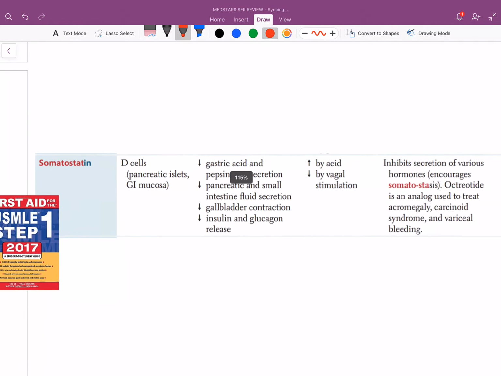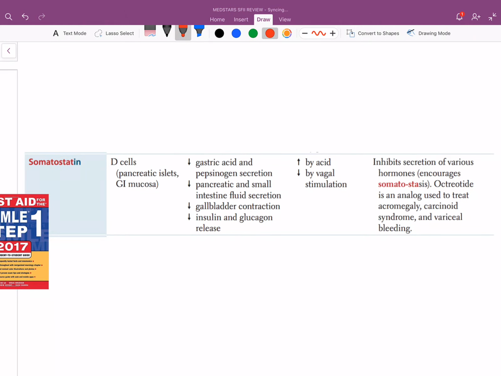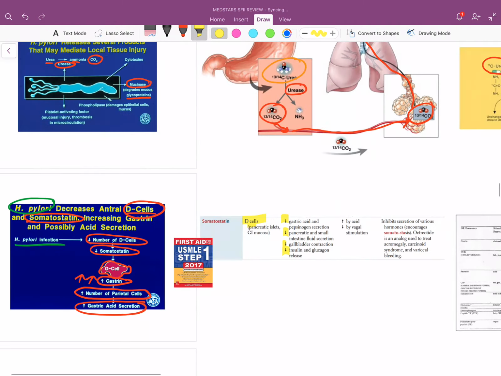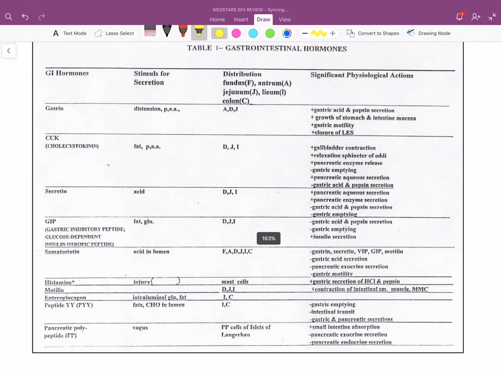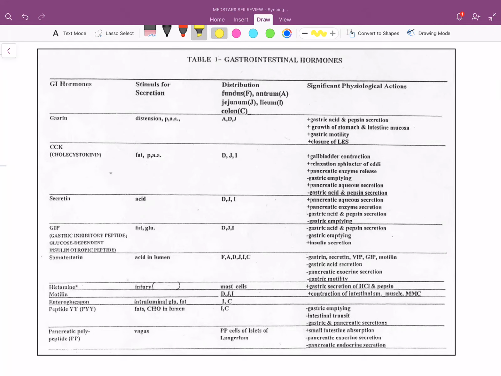So here's just a quick touch up on somatostatin. Here's what First Aid has to say. Somatostatin, as I've said before, is secreted by D cells. What does it do? Turns off everything. As you can see, everything's being lowered. And here's just a slide where Dr. Littleton talks about somatostatin. Where is it? Over here. As I said, somatostatin's stimulus for secretion is an acid environment, and it's everywhere in the GI, and it's going to inhibit gastric acid secretion, right?